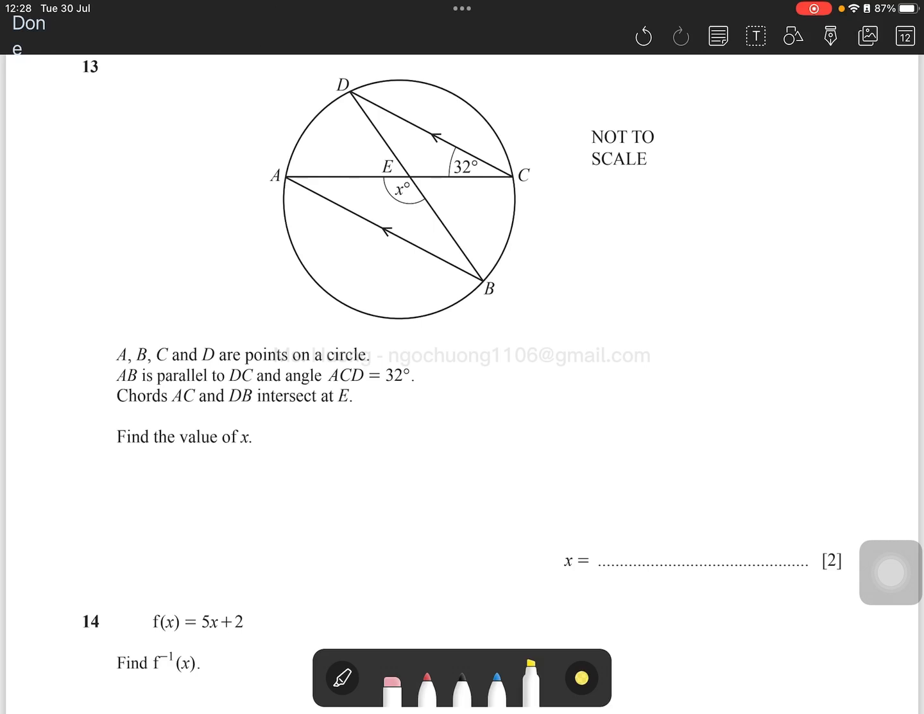Question 13. A, B, C, and D are points on the circle. AB is parallel to DC. And angle ACD is 32 degrees. Chords AC and DB intersect at E. Find the value of x. So first, we know that AB is parallel to DC. So the angle C should be equal to the angle A because they are alternate interior angles.